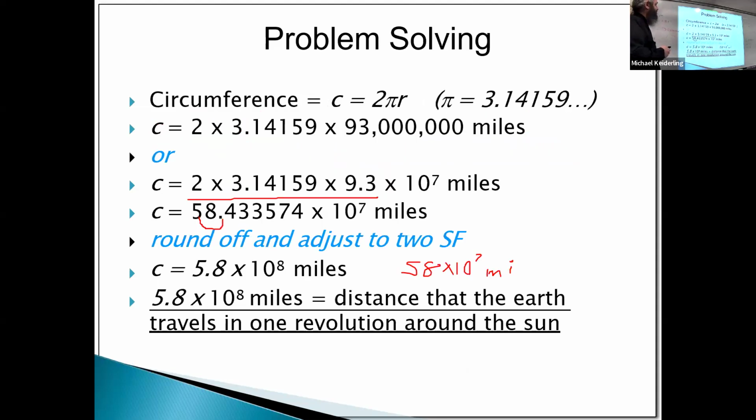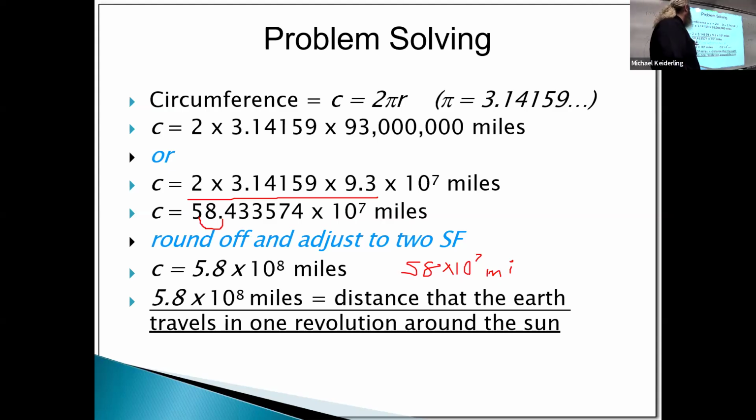So circumference is 2 times pi times the radius. So 2 times 3.14159 times 93 million miles. Or we could write it in scientific notation: 2 times 3.14159 times 9.3 times 10 to the 7 miles.